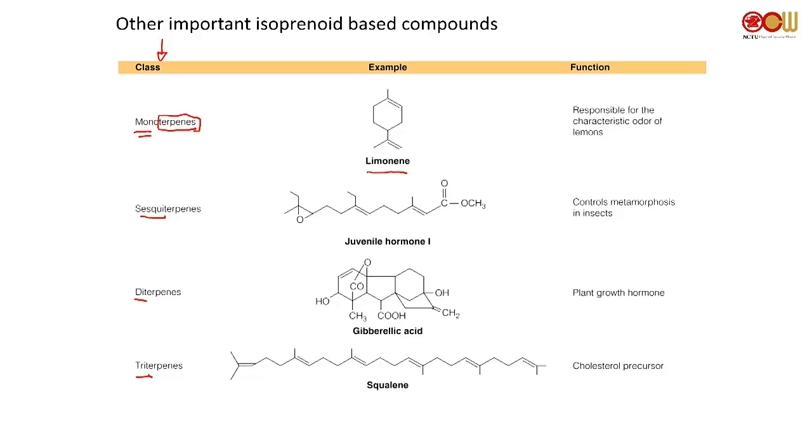Okay, so you can see that for monoterpene, sesquiterpene, diterpene, triterpene, you have a lot of different important biological molecules like limonene, juvenile hormone 1, which is an insect hormone, okay? Or in plants, you have plant hormones, okay? Or squalene. Remember we saw squalene. That is the cholesterol precursor. Squalene, guys, you have to know, okay? You have to know squalene because it is the precursor to cholesterol, okay?